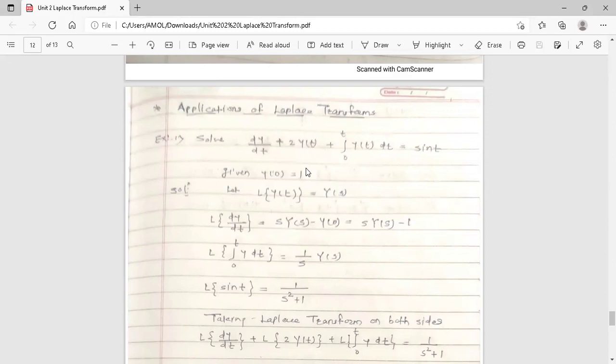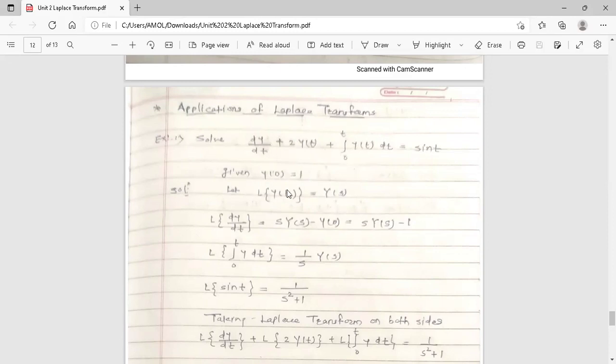Now how to solve it? Given y(0) = 1. This initial condition is given: y(0) is 1. That means when the value of t is 0, the value of the function y is 1.